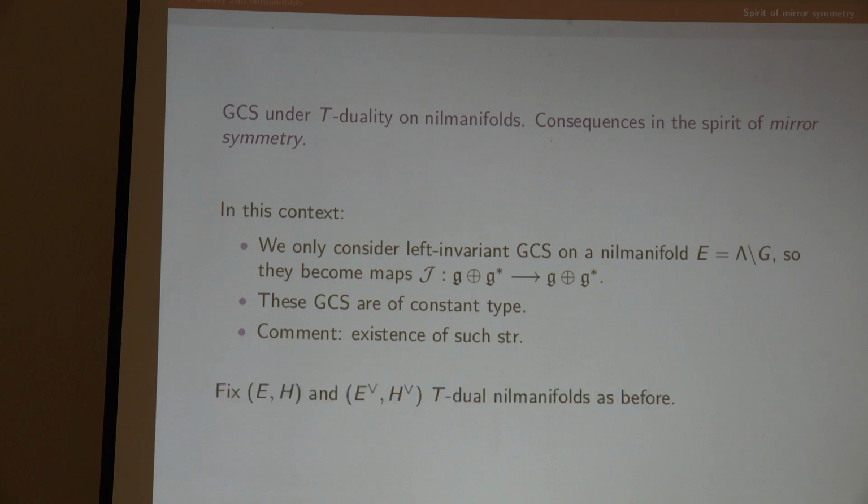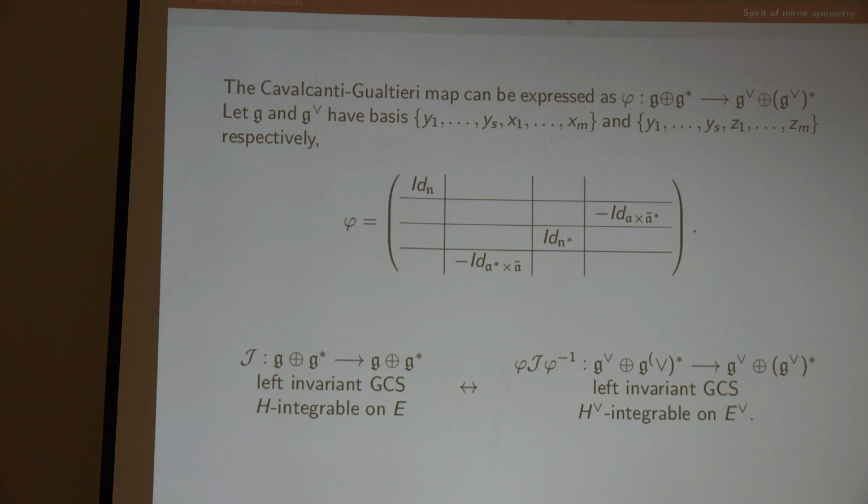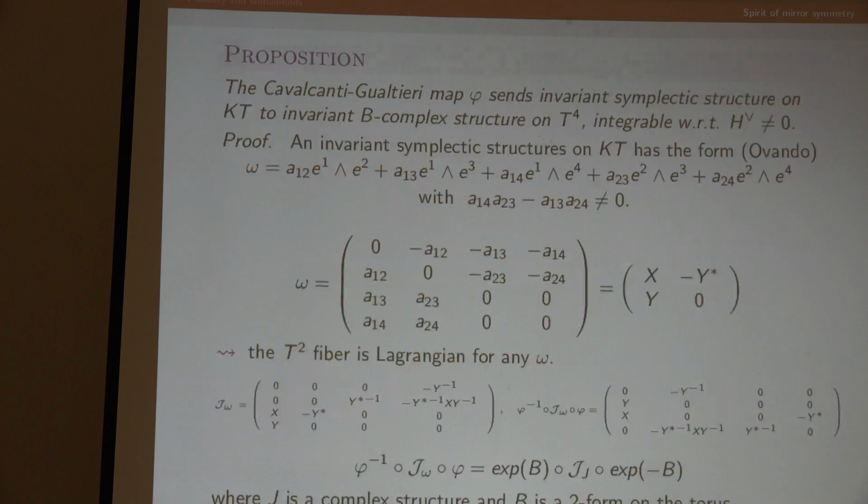we fix the T-dual pairs, and we can write explicitly the Cavalcanti-Gualtieri map in our case. And if you start with the left invariant generalized complex structure, H integrable on E, we get on the T-dual side a left invariant generalized complex structure, but now integrable with respect to the H check. That is a simple example.